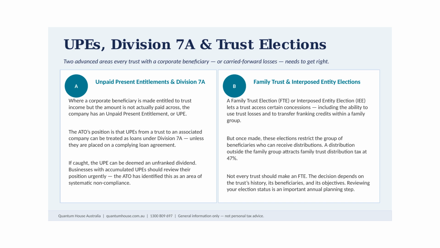of systematic non-compliance. The second area is trust elections, family trust elections, and interposed entity elections. These let a trust access certain valuable concessions, including the ability to use trust losses and to transfer franking credits within a family group. But there is a trade-off. Once made, these elections restrict the group of beneficiaries who can receive distributions, and a distribution outside that family group attracts family trust distribution tax at 47%.